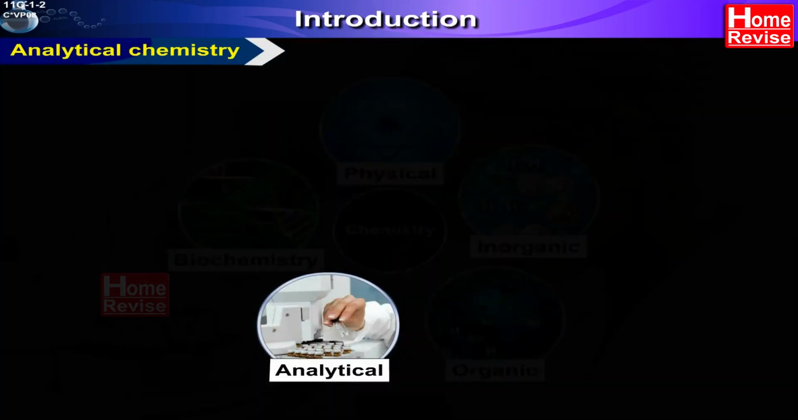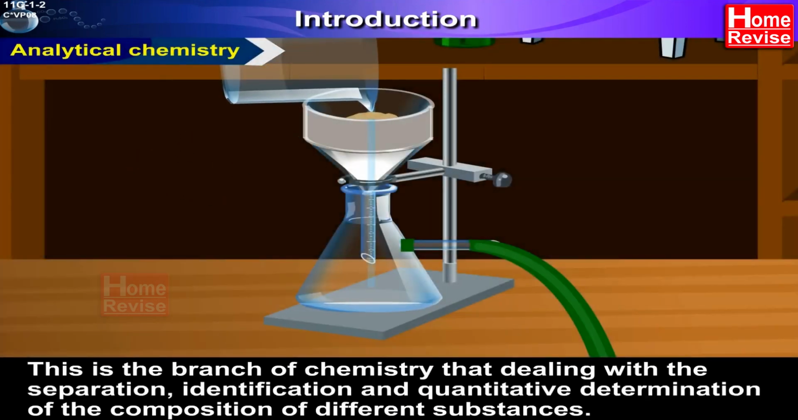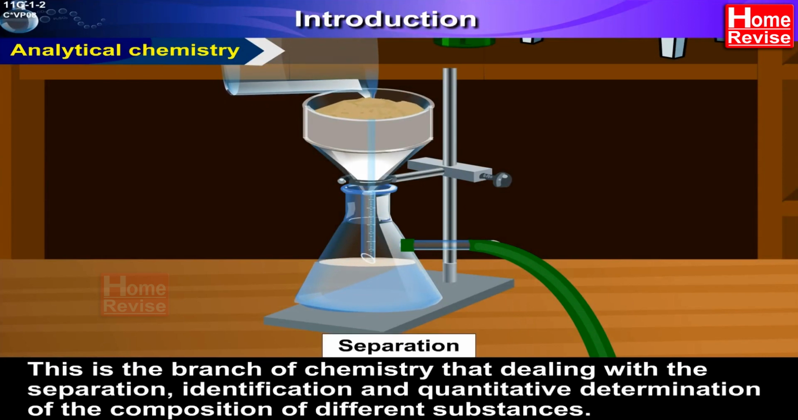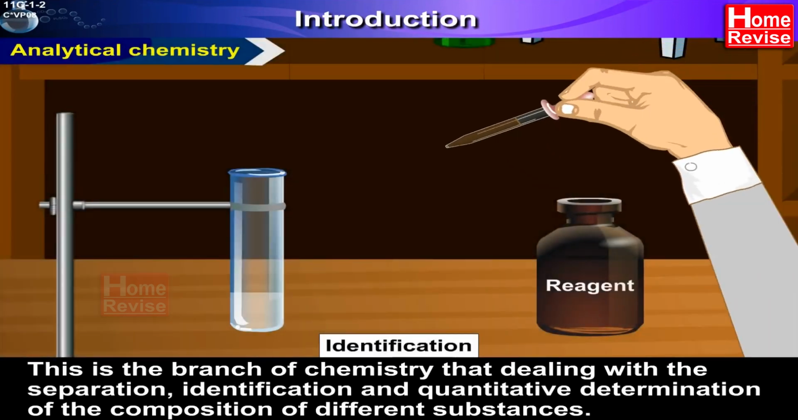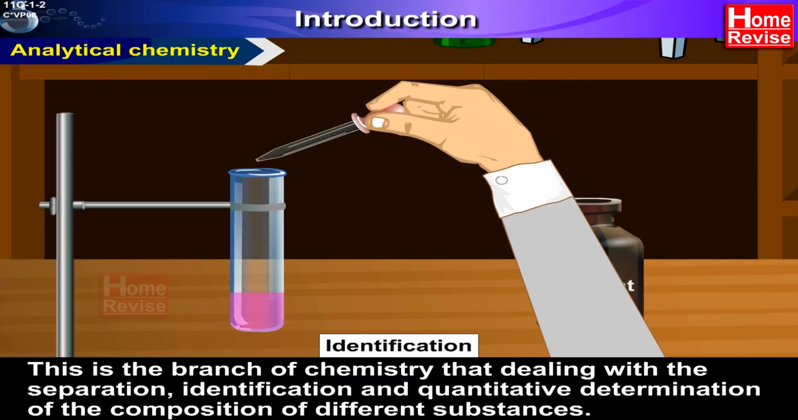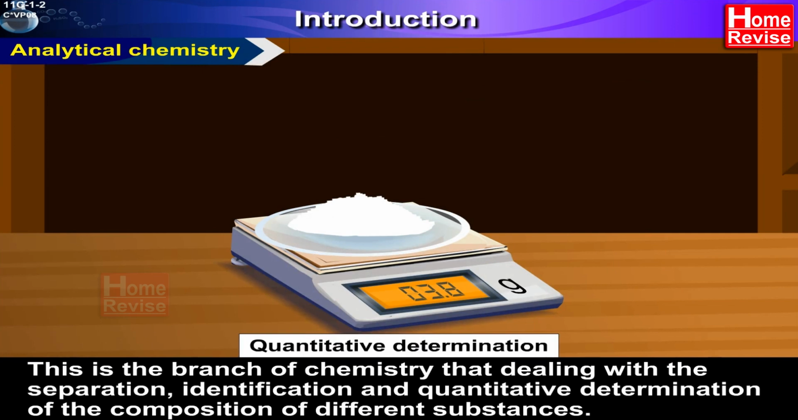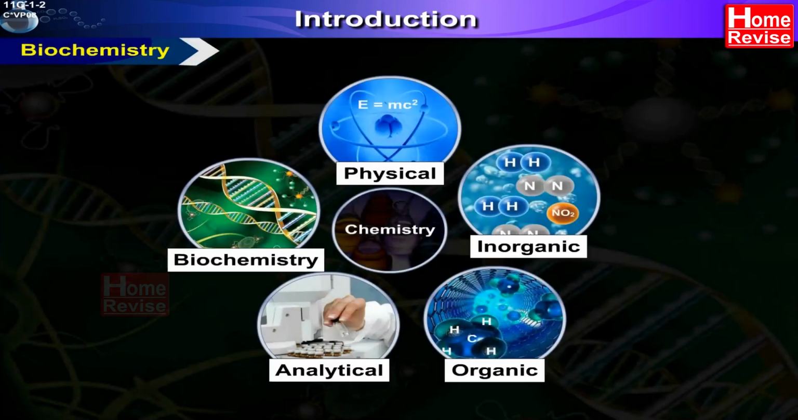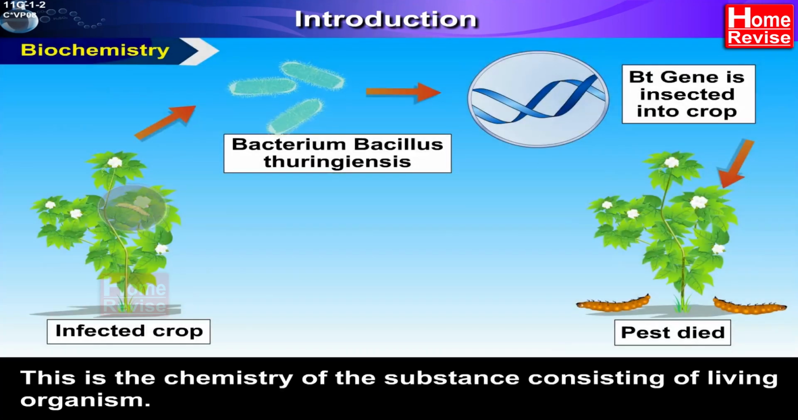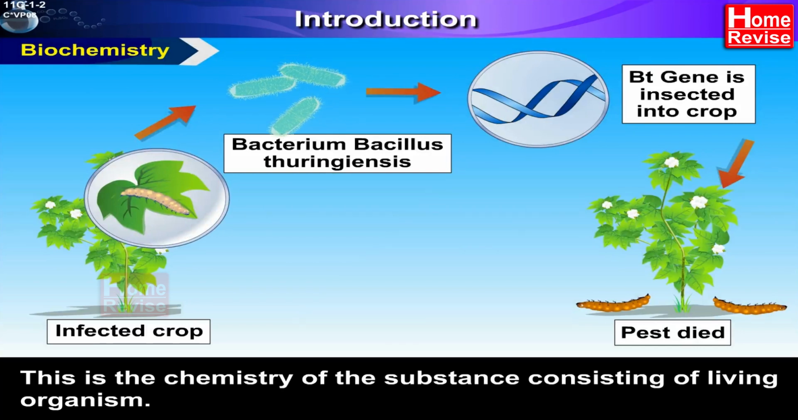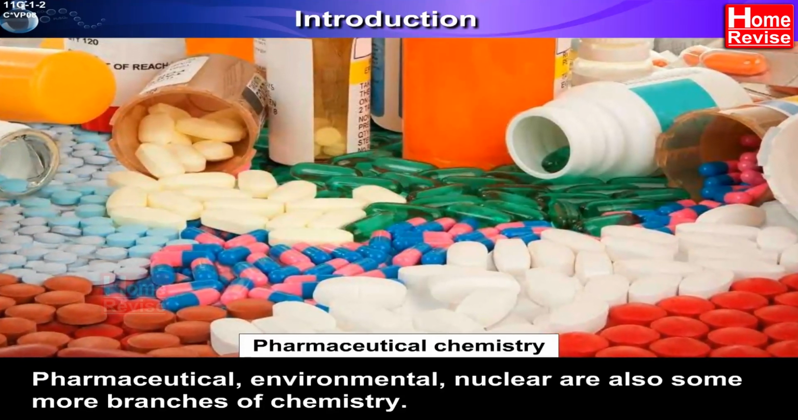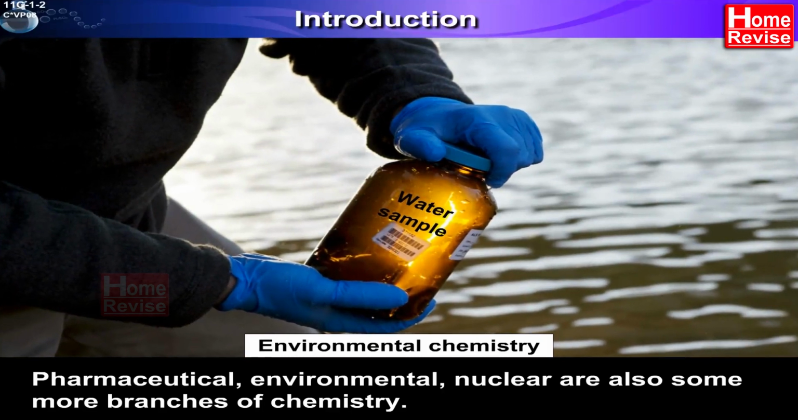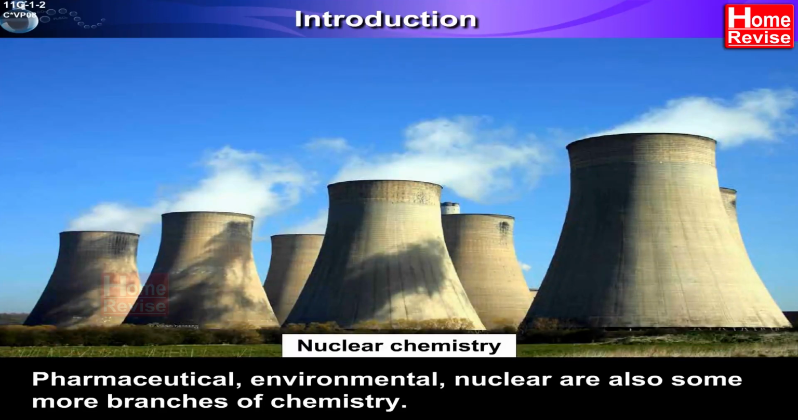Analytical chemistry. This is the branch of chemistry dealing with the separation, identification, and quantitative determination of the compositions of different substances. Biochemistry. This is the chemistry of the substances consisting of living organisms. Pharmaceutical, environmental, and nuclear are also some more branches of chemistry.